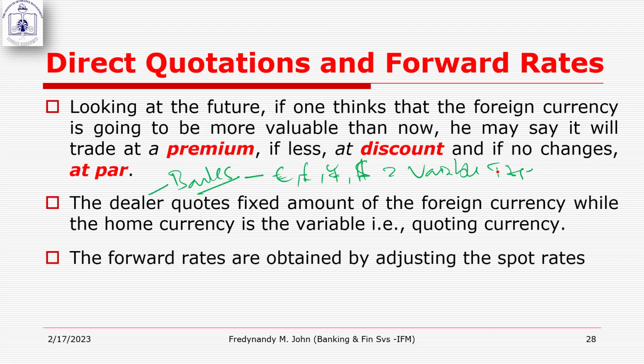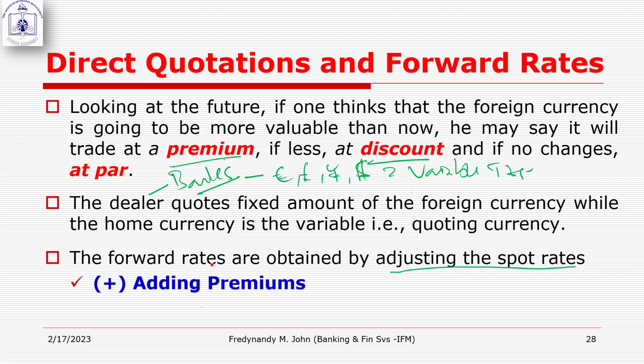Now, how do we obtain the forward rate? We obtain the forward rate by adjusting the spot rates by their appropriate discount or premiums. So we need to be provided, or we need to determine, the premiums or discount that we are going to use to adjust the given spot rate in order to arrive at the appropriate forward rate. Now, under direct quotation, if you are given premium, you will add, and discounts are subtracted.